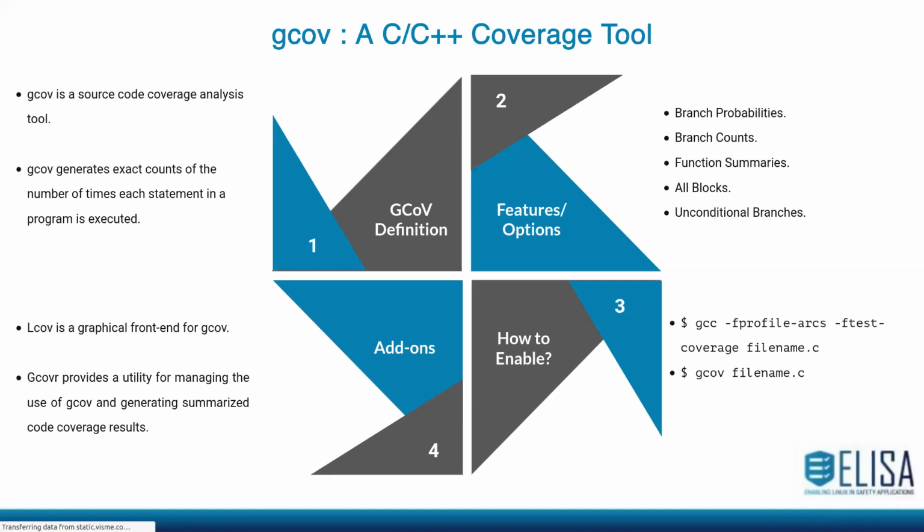gcov also comes with a bunch of add-ons like lcov, which is the graphical front end for gcov, and you have gcovr, which is a utility where you can get a short report of everything that you ran the coverage on. If you ran it on an entire library or an entire system and you want a high level summary, you can use gcovr for that.